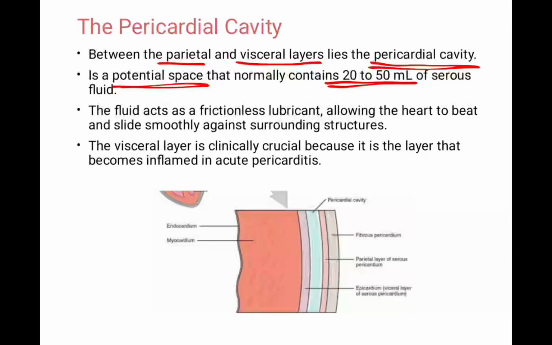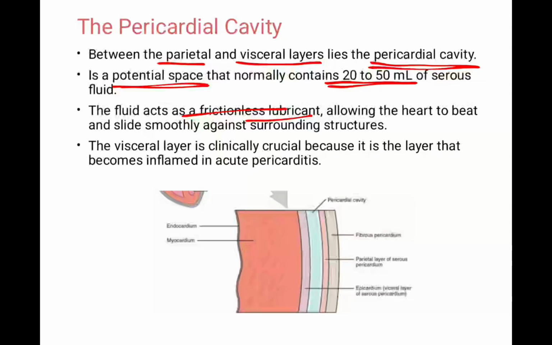The two layers are in close contact with each other, but there's a possibility of a space. There's a possibility of fluid creating a space, and there's a tiny amount of fluid in this space, about 20 to 50 mL of serous fluid. That is why we call it a potential space. It has the potential of becoming a space. The fluid acts as a frictionless lubricant, allowing the heart to beat and slide smoothly against the surrounding structures.